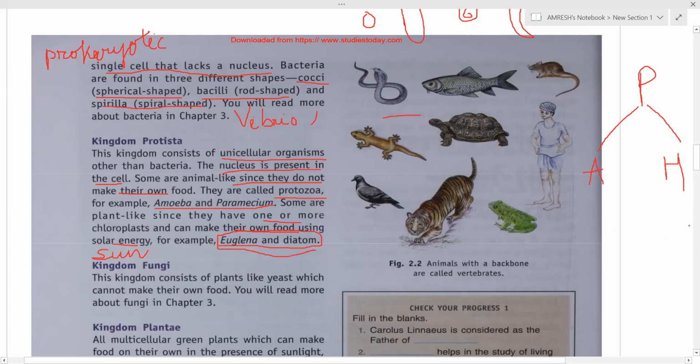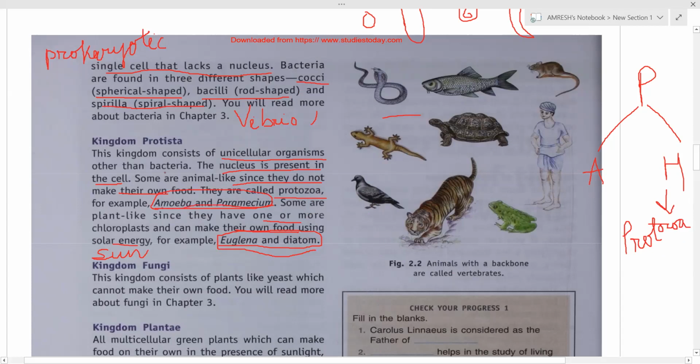Heterotrophic protista are called protozoa. Heterotrophic means the organisms that do not make their own food and depend on others for their food. What are the examples of protozoa? Amoeba and paramecium. This one I have already told you in the living world chapter. So here again the names came: amoeba and paramecium.